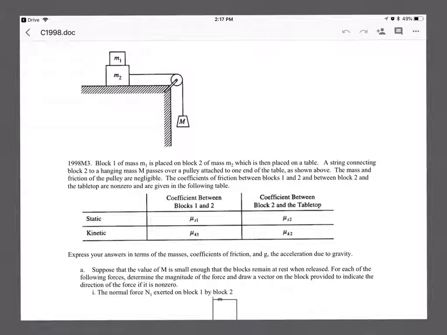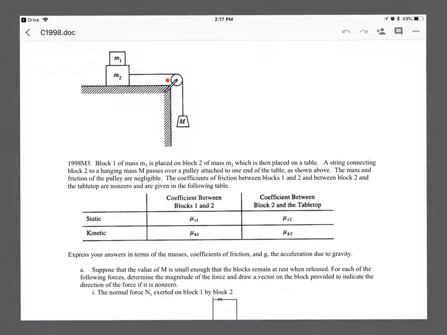All right, I want to go through this problem just in case we don't have enough class time. We have mass 1 on top of mass 2, and here it shows us the coefficients of friction just labeled as static 1 and kinetic 1. And then there's a different coefficient of friction between block 2 and the surface. So we have to be careful with our subscripts here.